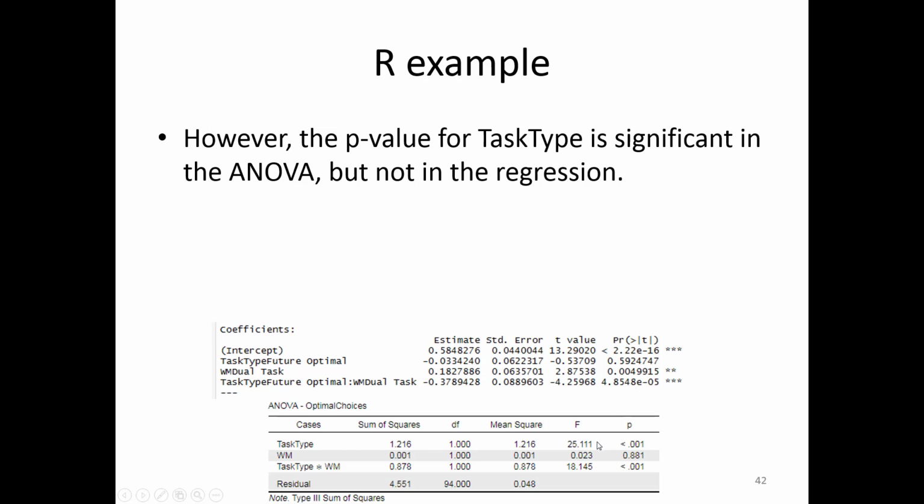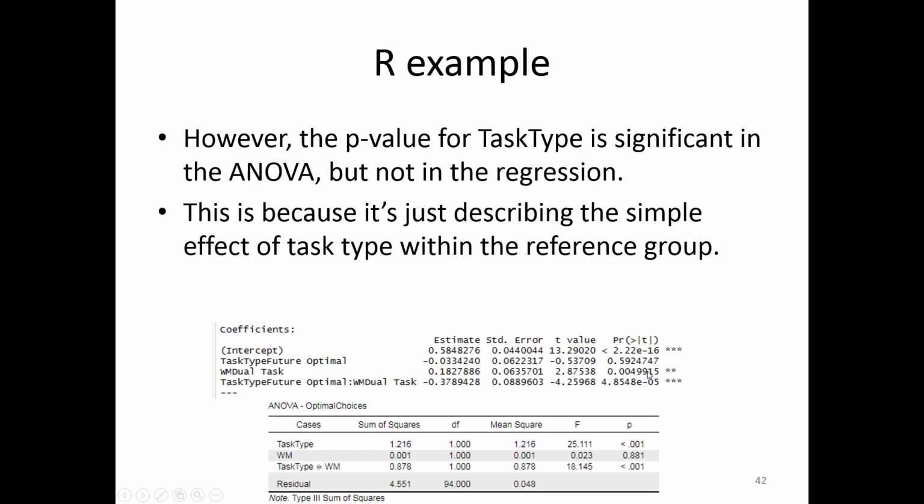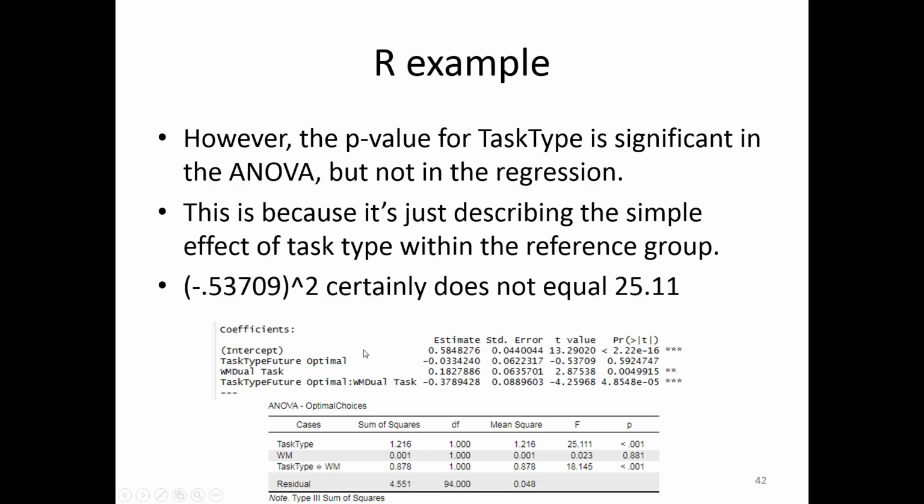Okay, but if we look at the p-value for task type, it's significant from the ANOVA, but if we look up here, it's definitely not significant. Okay, so that's because it's just giving us the simple effect of task type within the reference group for working memory, which is single task. Okay, so for the single task condition, there is basically no difference in performance between the two tasks. So it's just describing the simple effects of task type within the reference group.